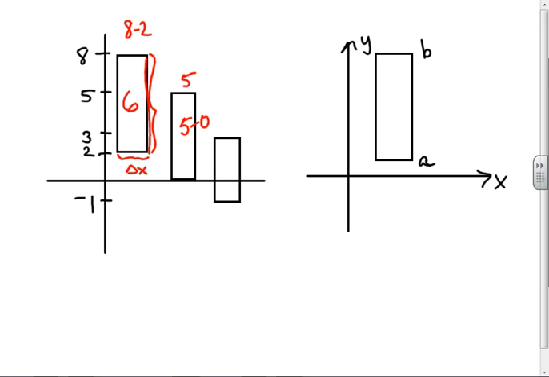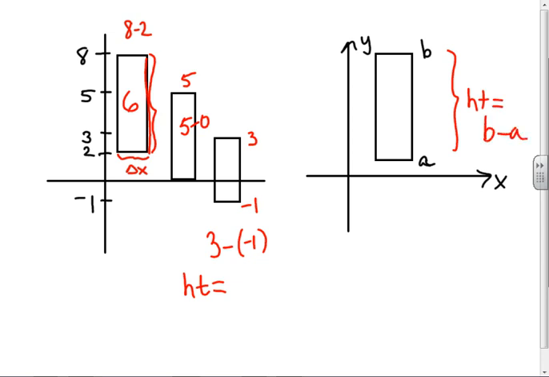Now be careful with this one. How big is that one? How'd you get 4? Or, if you don't want to break into 2 rectangles, this is at 3, this is at -1. What could I do with these? Okay, subtract them. So to find the height, what do you do with the y values? You subtracted them, right? So what's this going to be? B minus A. So the height's going to be the difference in the y values.